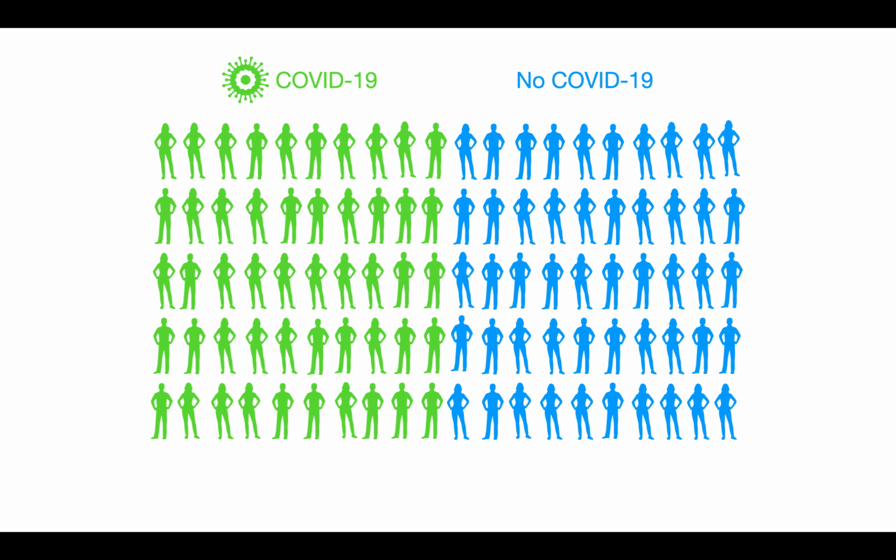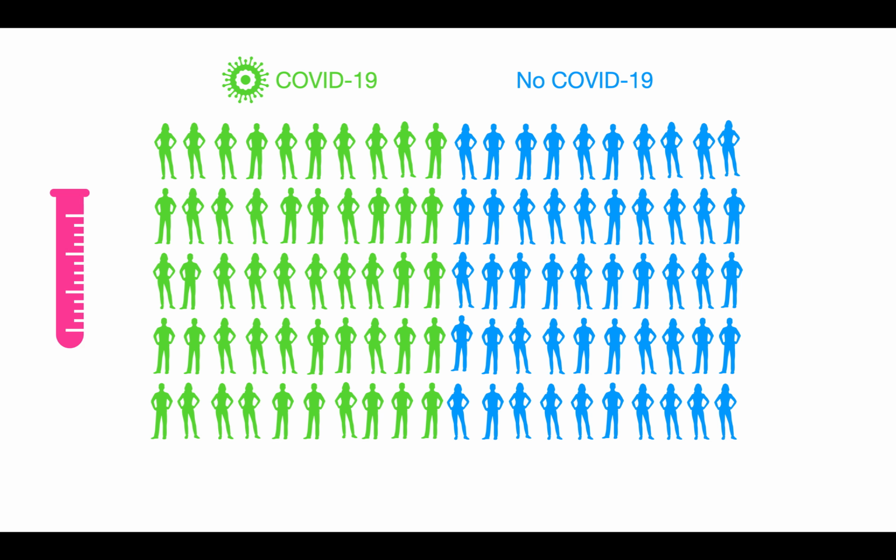Okay, so here on the left, I've got my group of people who have had COVID-19. On the right, I have the group of people who have not. And so the prevalence in this population is 50%. 50% of the people in this population have had COVID-19.